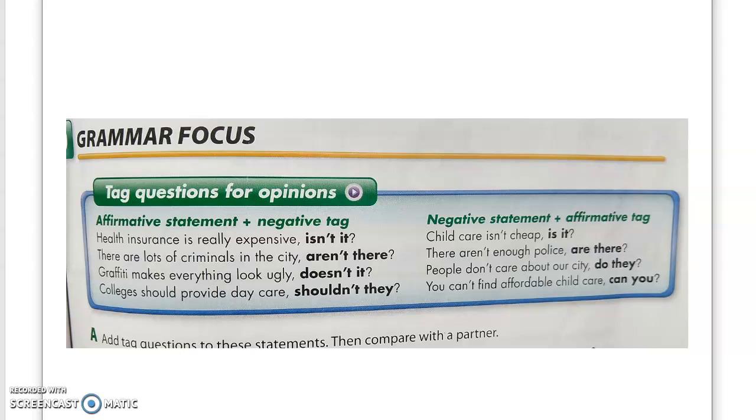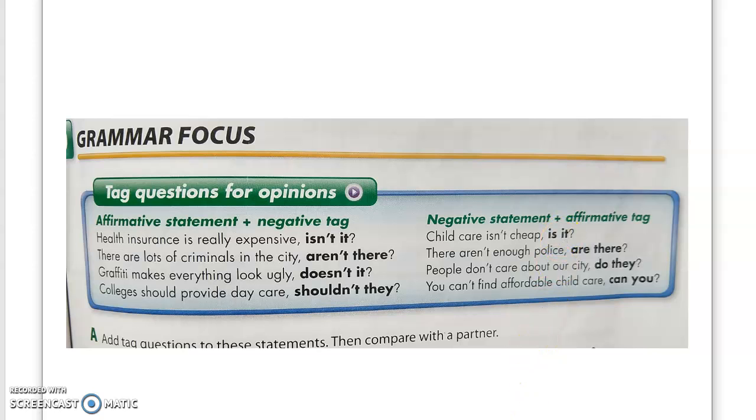with us. So here are examples of some tag questions, and let's look at the patterns for how to make them. So we can start with an affirmative statement and then attach a negative tag question, and that's going to look like this. Health insurance is really expensive, isn't it? Or we can start with a negative statement and then attach an affirmative tag question. So that will look like this. Childcare isn't cheap, is it? Okay, so how do we make those tag questions?